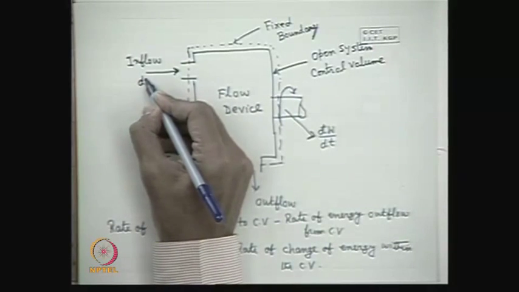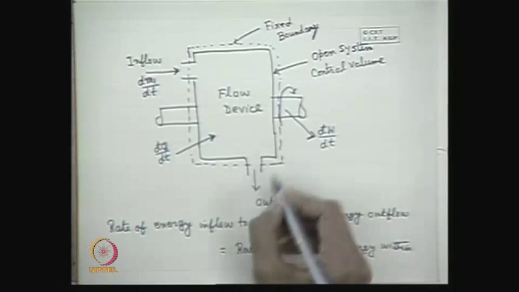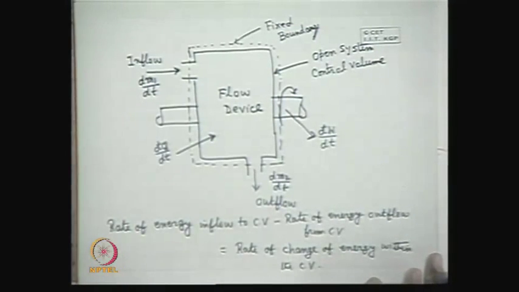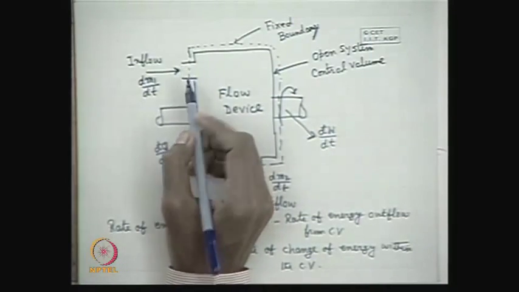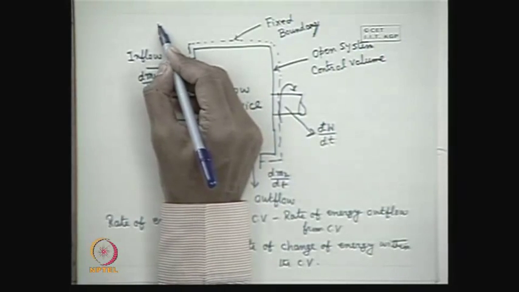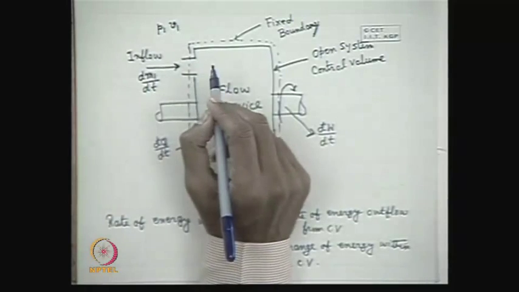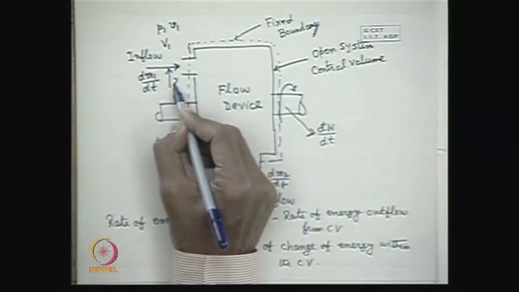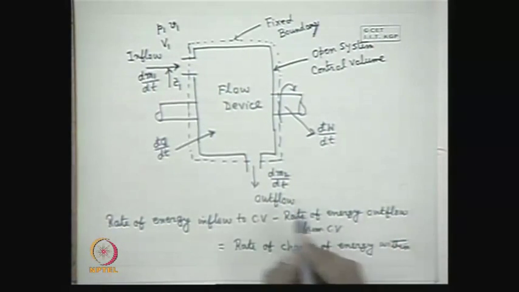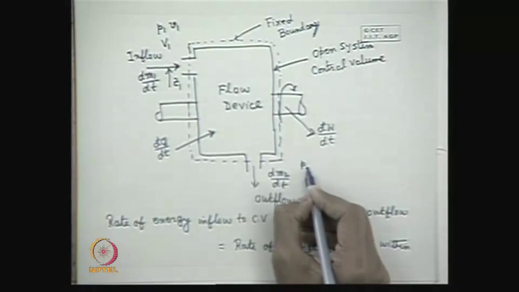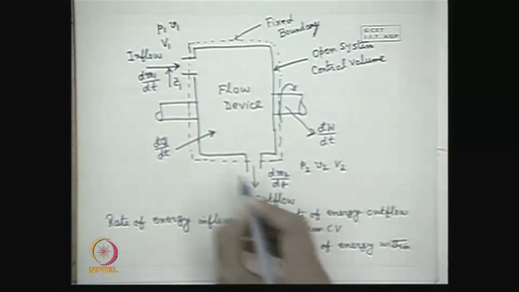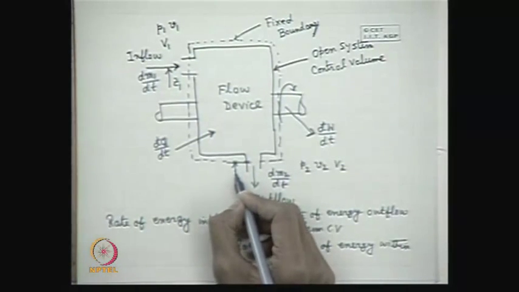So, if we again see this one, let us consider the rate of inflow of mass as dm1/dt and the rate of outflow of mass as dm2/dt. Now, to identify those energy quantities, we will have to fix the state of the fluid at inlet. Let the inlet pressure be p1, the corresponding specific volume v1, the inlet velocity V1, and from any arbitrary reference datum, the vertical height at the inlet section be Z1. The corresponding quantities at outlet are p2, the specific volume v2, velocity V2, and the elevation from a reference datum as Z2.